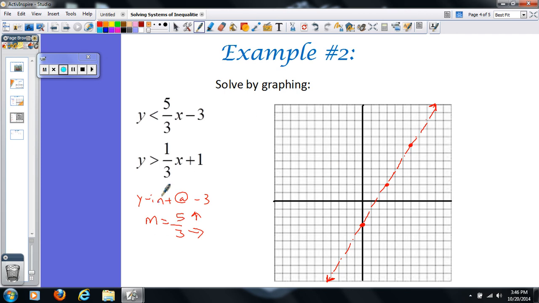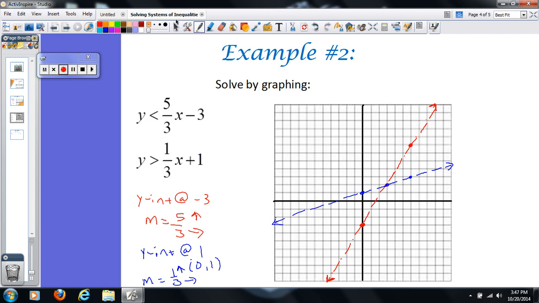The next one, y is greater than 1/3 x. We got y-intercept at 1, which is the point 0, 1. Slope at 1/3, which means up 1, right 3. So we got 1 here, and then we go up 1, right 3: 1, 2, 3. Up 1, right 3: 1, 2, 3. Put a point. And draw my dotted line again because it is not equal to.